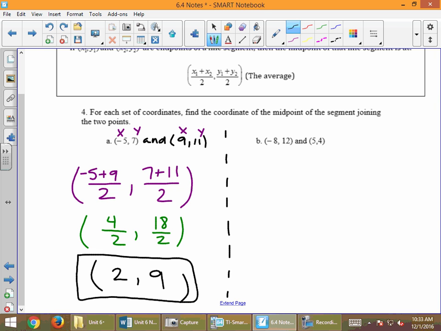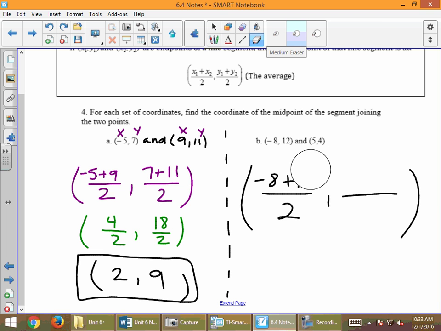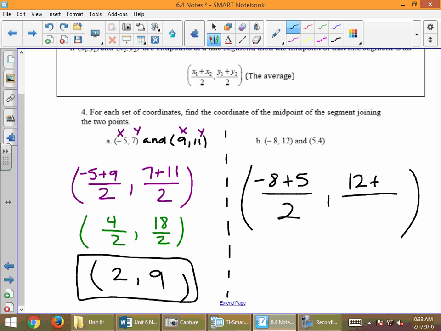Same exact steps for me. You're asked to find the midpoint. Add your x's. What are our x's? What are x values? Negative 12. So negative 8 plus 12, what do we divide by? And then what are our y values? What are our y values? 4. What do we divide by?